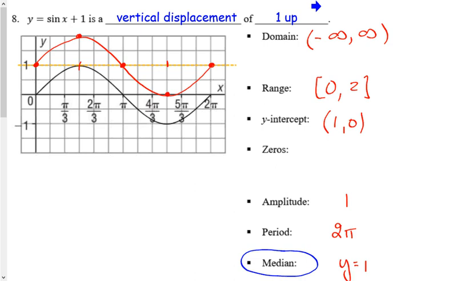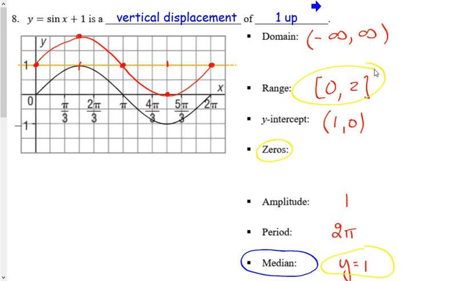Okay, let me talk about number 8 with you. So, key things changing here. Our range has changed because of that vertical translation. And the median has changed. It's y equals 1 now. But that also affected our zeros.